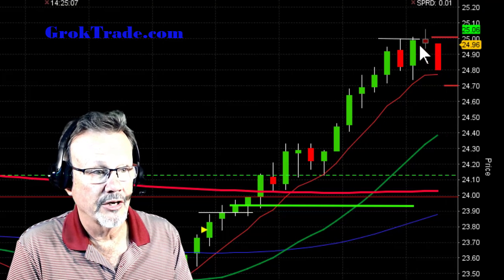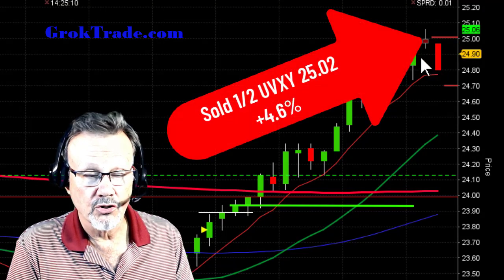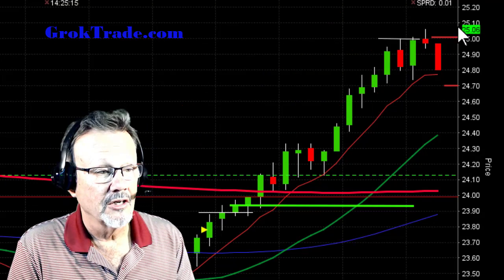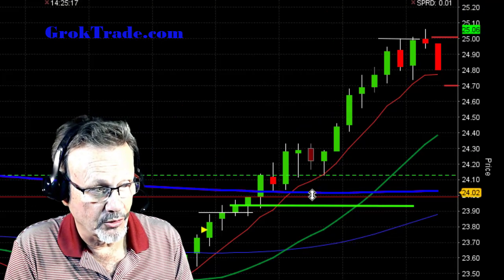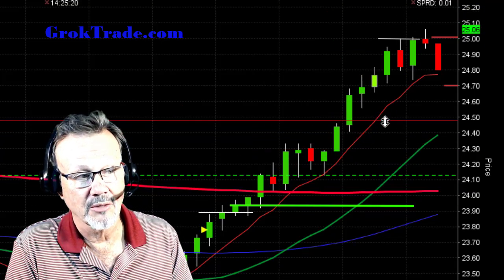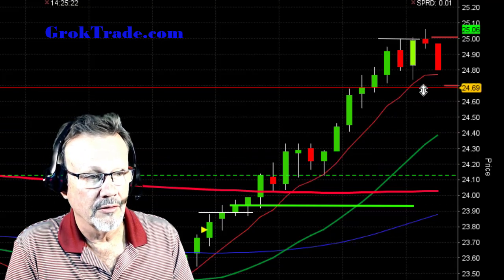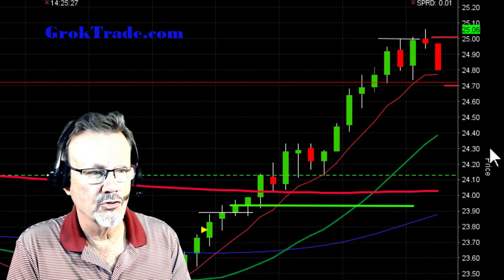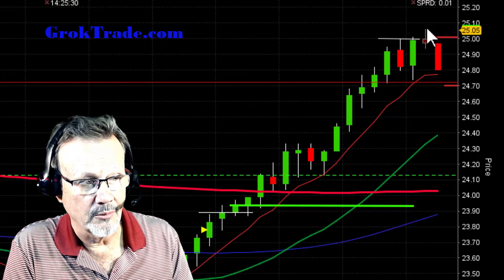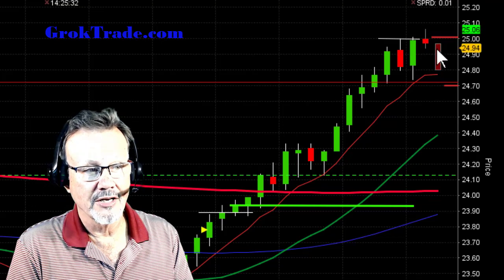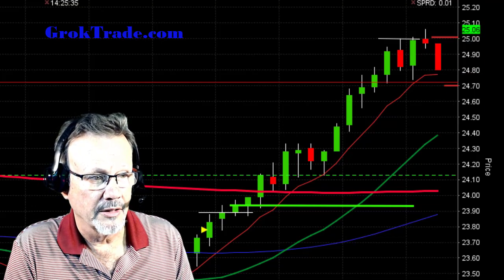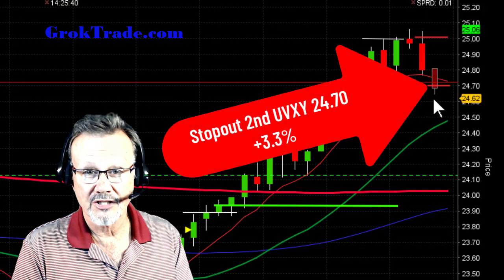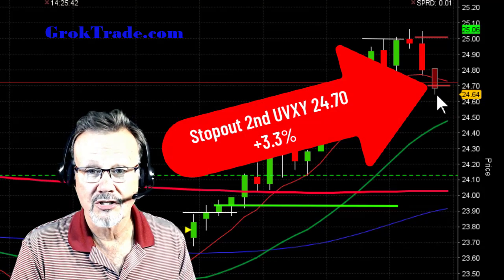Right here, it got filled at 25.02 for 4.6% on the first half. So I went ahead and had my second stop, which, by the way, I had been telling you about, running my stop up under this 8 EMA, at about 24.72. Then it pierced above 25 for the new high, and started to pull back a little bit. Then bam, it dropped down, and my fill was at 24.70 for 3.3% on the second half.